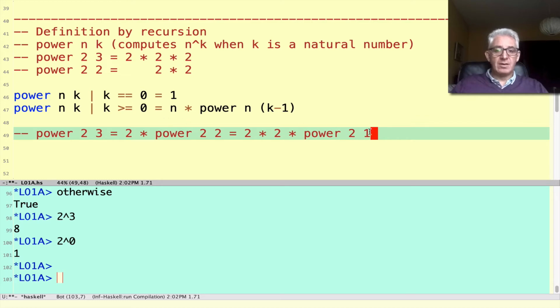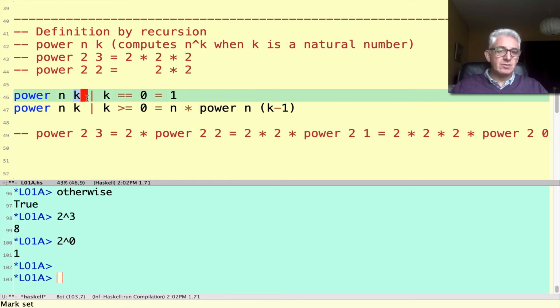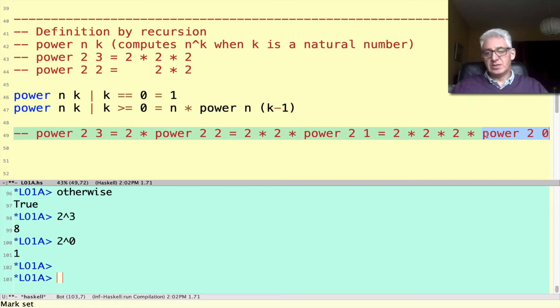And when we compute power 2, 1, that will simplify further. Power 2, 1 will simplify to 2 times power 2, 0. And how do we compute power 2, 0? Well, that's the case when k is equal to 0, so we use this equation. This will be the value 1. Once this is computed to the value 1, these multiplications can all be finished, giving us 2 times 2 times 2 times 1, which gives us the value 8.